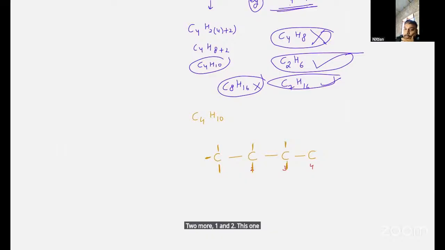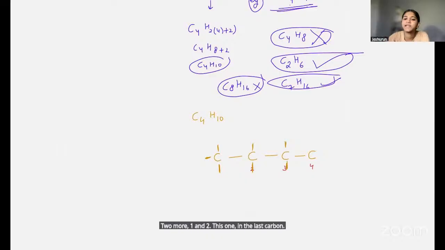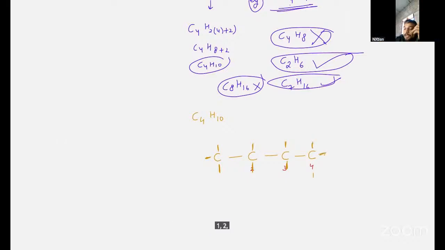In the last carbon, there's 1 line. We need 3 more lines. 1, 2, 3. Now on each line just write H. 1, 2, 3, 4, 5, 6, 7, 8. Like this.